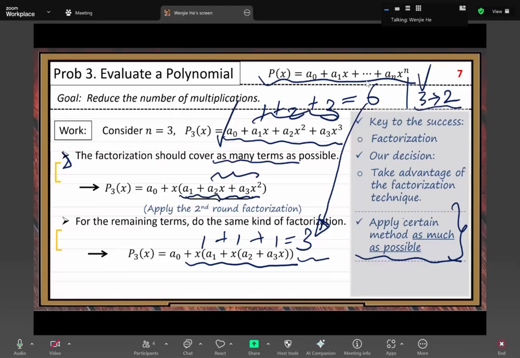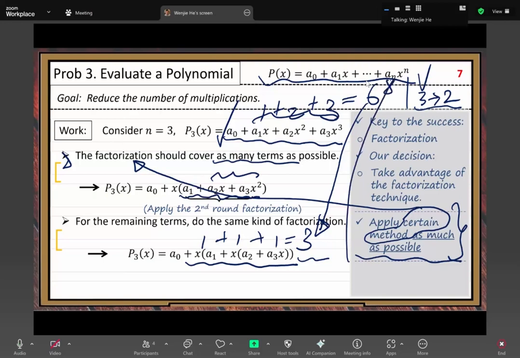What's the certain method here? It refers to factorization. Because later, when we work on different problems, we need to change the method to some other different method. In this example, it's factorization. We apply the factorization technique as much as possible. When we go to the general case, that's our strategy.